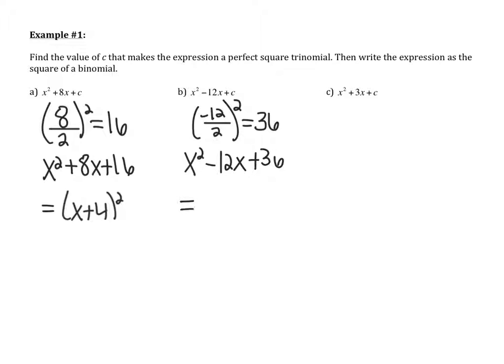And when I break that down into factored form, the 2 numbers that multiply to give me positive 36 but add up to give me negative 12 would be negative 6 and negative 6. So I'd end up with (x minus 6) squared as my factored form of that perfect square trinomial.